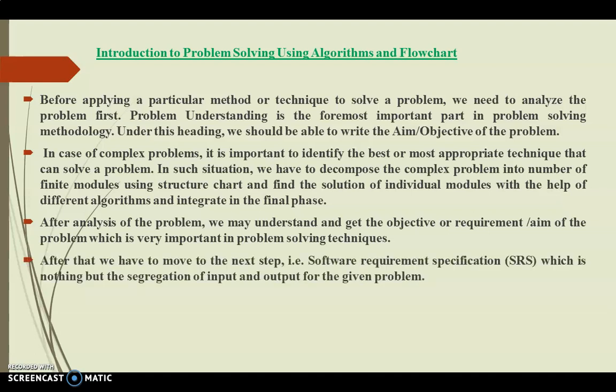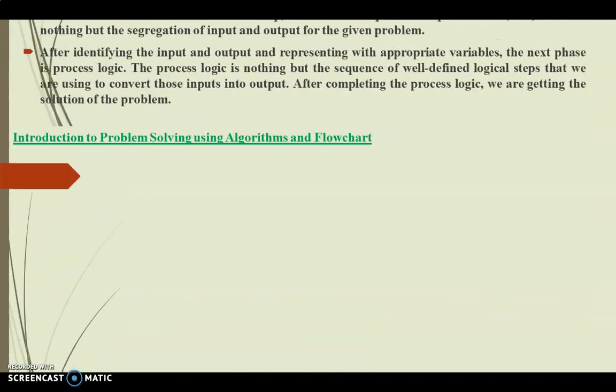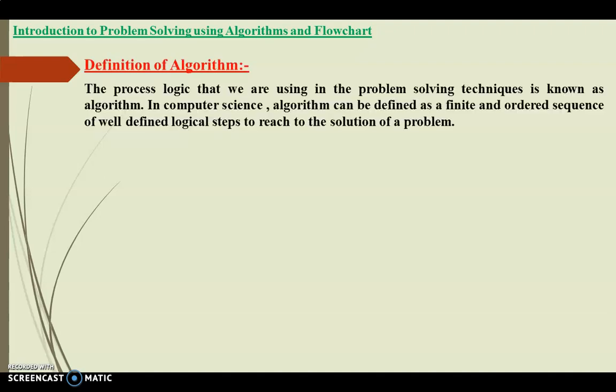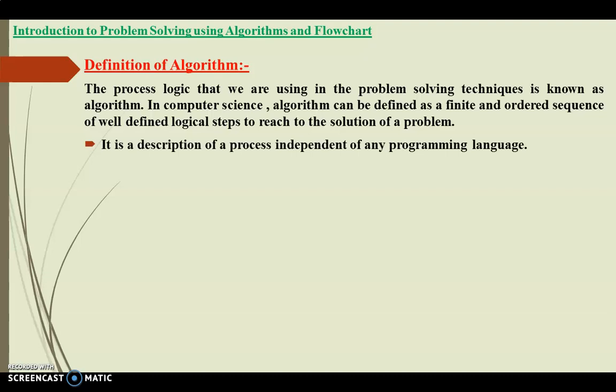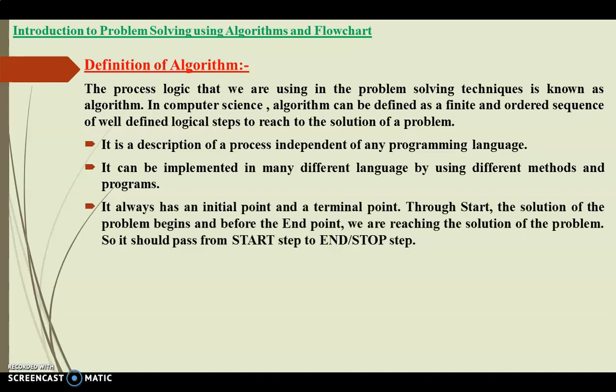When we think about an algorithm, an algorithm is a logical sequence of well-defined steps to reach the solution of the problem. An algorithm always has the following properties. It should be independent of the programming language, so afterwards we may be able to implement it in different programming languages. And an algorithm should have a starting point as well as an ending point, right?